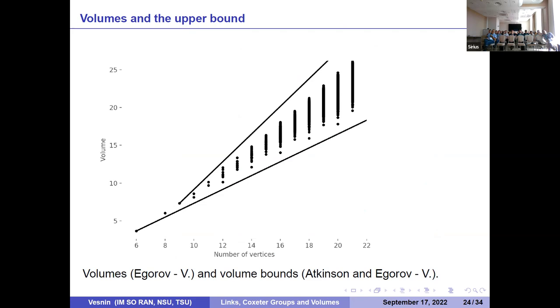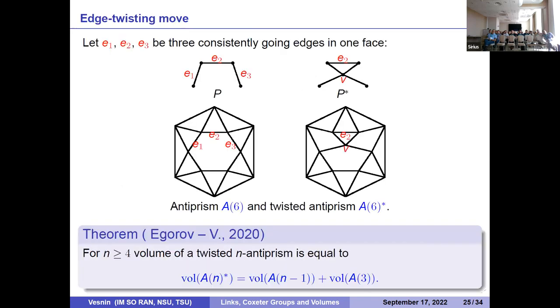So if you know values up to 22 vertices, it's bounded from this. And how can we construct such kind of polyhedra? You can do it using a so-called H move. It's just a very combinatorial move.